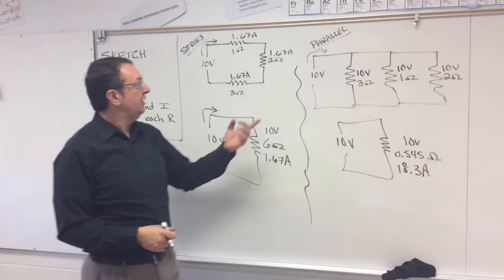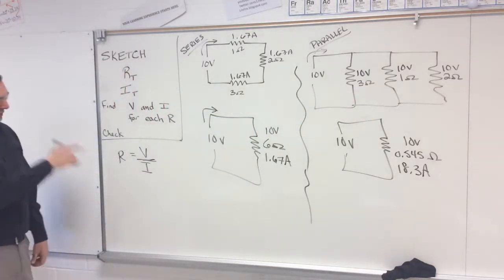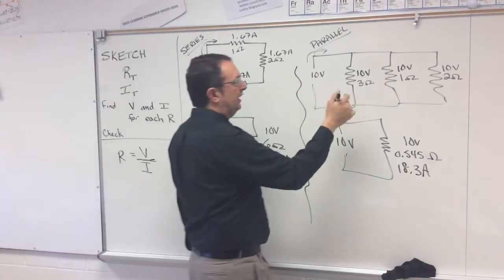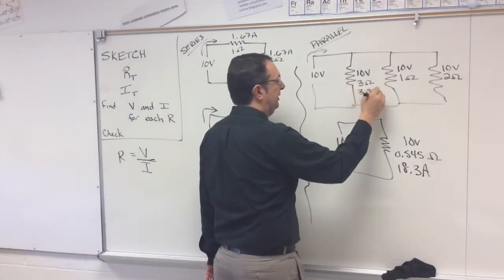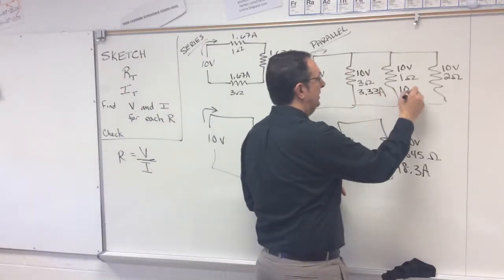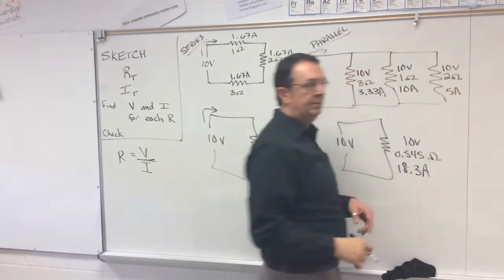And so if you want to find the current, because I'm missing the current here, cross switch it, I is equal to V over R, V divided by R. This is 3.33 amperes. 10 divided by 1, this is 10 amperes. 10 divided by 2, that is 5 amperes.